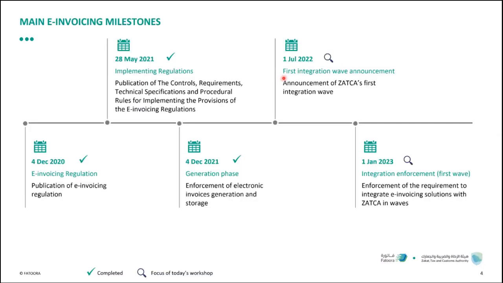So moving forward, let's provide you with a quick introduction on e-invoicing. It started back on the 4th of December 2020. ZATCA published the invoicing regulation to the public. 6 months after that, we published the implementation regulation, which contained all the detailed requirements and specifications for what's expected from the taxpayers to implement. By 4th of December 2021, we launched the generation phase, which we're going to talk about. And on July 22nd, we announced the first integration wave, to give the first wave 6 months head start to start integrating.